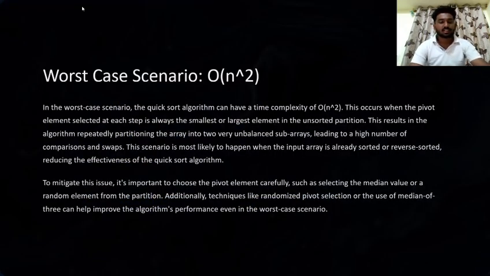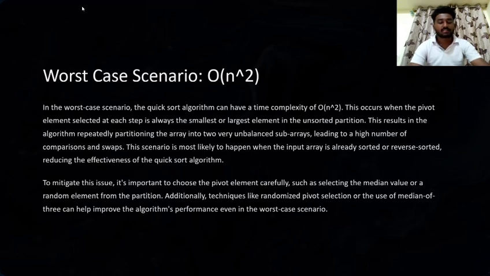Worst case scenario. In the worst case scenario, the quicksort algorithm can have a time complexity of O(n^2). This occurs when the pivot element selected at each step is always the smallest or largest element in the unsorted partition. This results in the algorithm repeatedly partitioning the array into two very unbalanced subarrays, leading to a high number of comparisons and swaps. This scenario is most likely to happen when the input array is already sorted or reverse sorted, reducing the effectiveness of the quicksort algorithm.